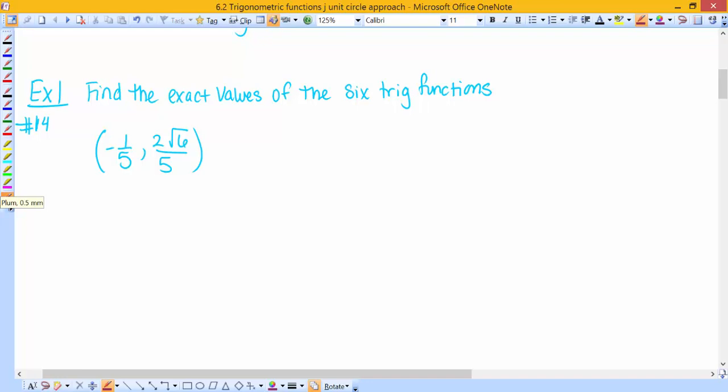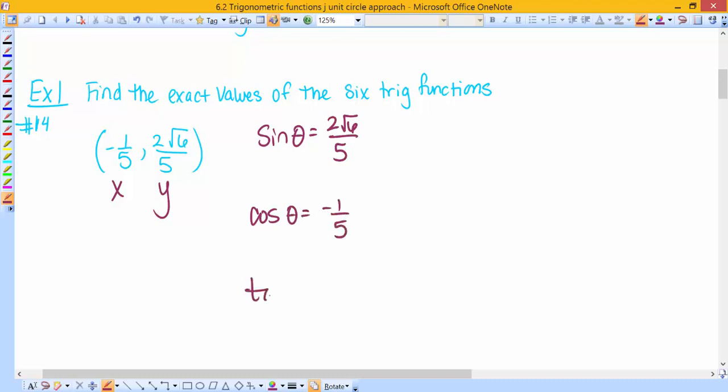Find the exact values of the 6 trig functions. Well, this is on the unit circle. I know it's on the unit circle because they're not telling me it's the terminal side of theta. So on my unit circle is the point -1/5 and 2 root 6 over 5. This is my x value. This is my y value. As we just discussed, our sine and cosine come from x and y. So sine of theta is going to be the y value, 2 root 6 over 5. Cosine is the x value, -1/5.